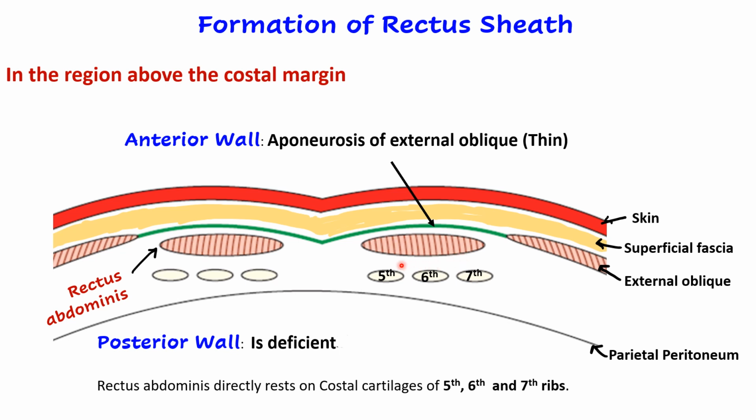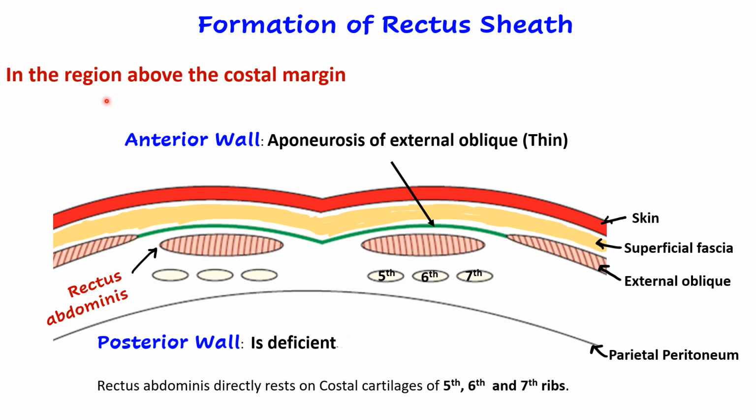Now, if we look at the anterior wall of the rectus sheath, which is formed here by this green structure, that is nothing but aponeurosis of external oblique muscle, which is present here. Outside that, obviously, will be superficial fascia and skin. But the sheath is formed by aponeurosis of external oblique. Here we cannot see the aponeurosis of internal oblique and transversus abdominis muscle. Why is it so? Because internal oblique muscle takes origin from the costal margin, and the transversus abdominis muscle takes origin from inner aspects of the lower ribs, right? So that's why they are not participating in formation of either anterior or the posterior sheath here. The rectus abdominis directly rests on 5th, 6th and 7th ribs.